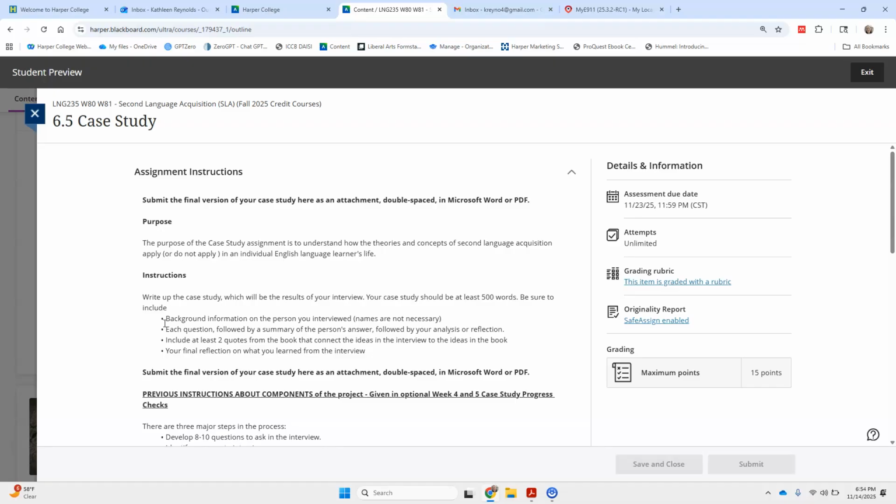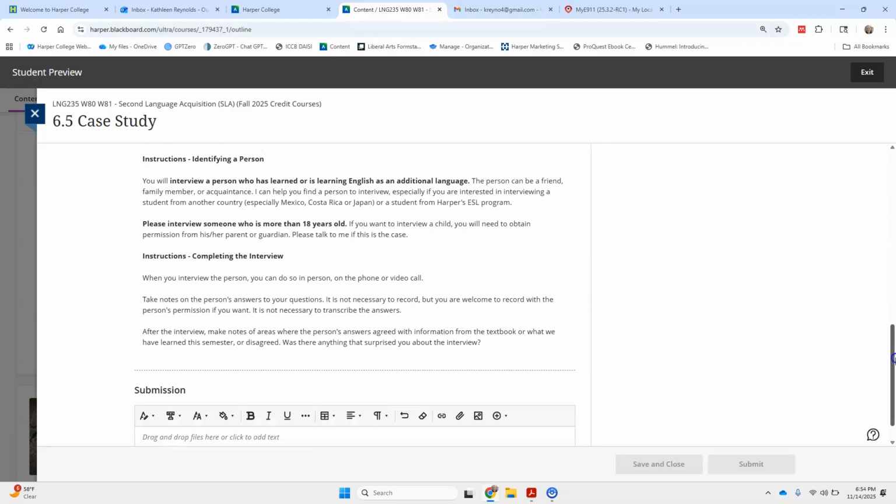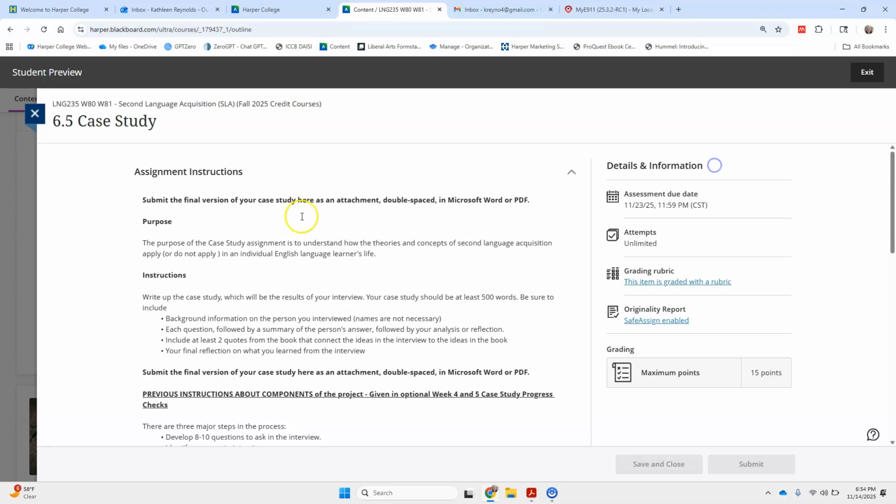So you're welcome to use more quotes than that if you would like to connect the ideas from the interview to our textbook. And then at the end, after providing all the answers to the questions, provide a final reflection on what you learned from the interview. So I have copied and pasted the week 4 and 5 case study progress checks under this, but you don't have to submit anything. Here you're just going to submit that final draft of the case study, at least a 500-word document answering those questions.